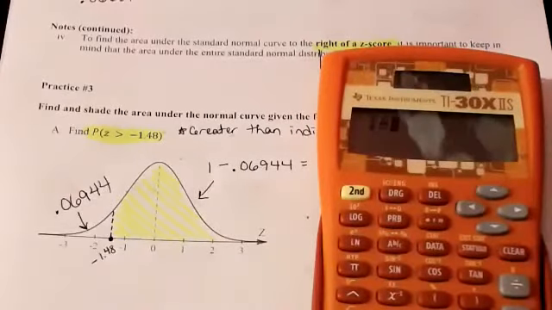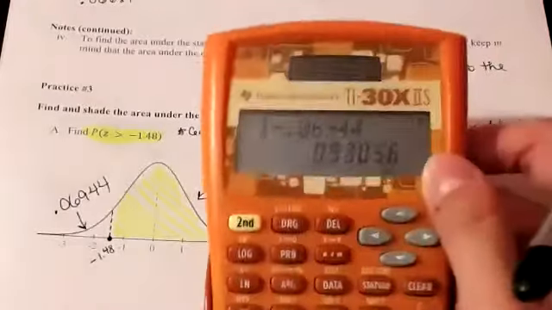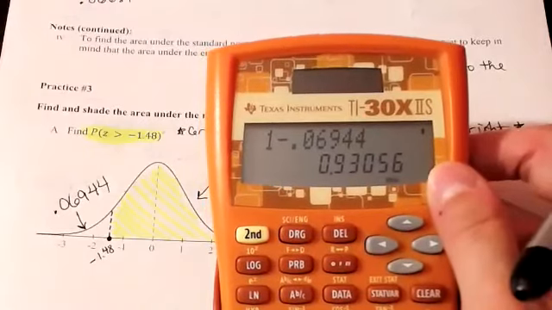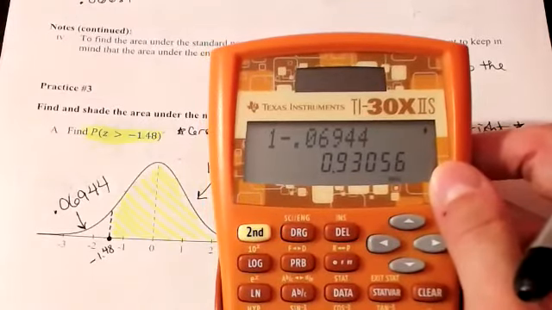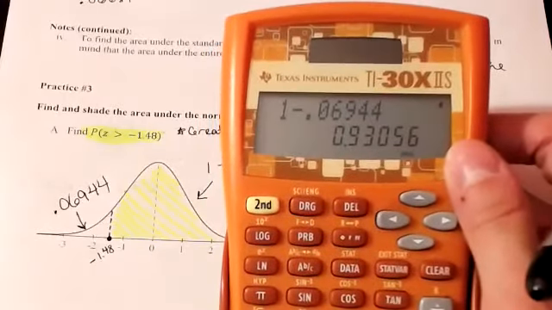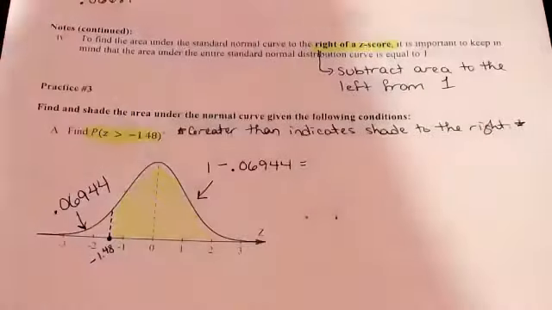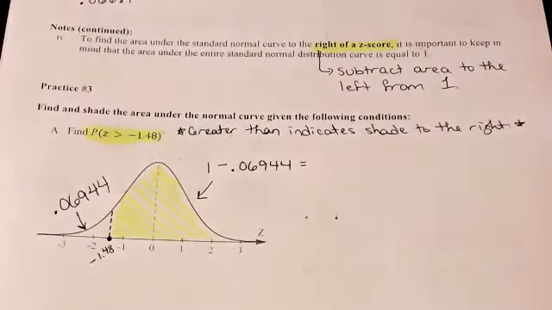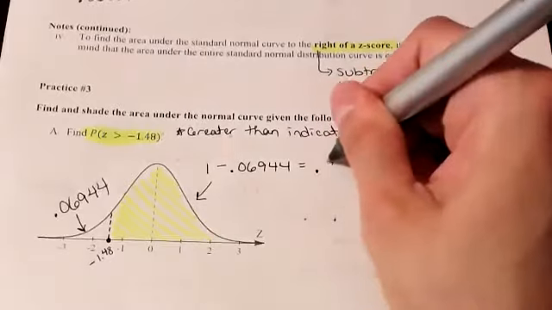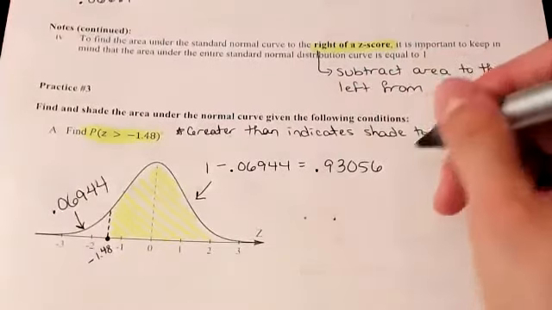I'm going to do 1 minus 0.06944. Interesting. When we looked at the positive side, 1.48, we saw the area to the left was 0.9306. Look at my calculator. 0.9306. What this is highlighting for all of you is the fact that our curve is symmetric. So a trick, if you wanted to use this, and by the way, let me just write out 0.93056, which is the same as 0.9306.